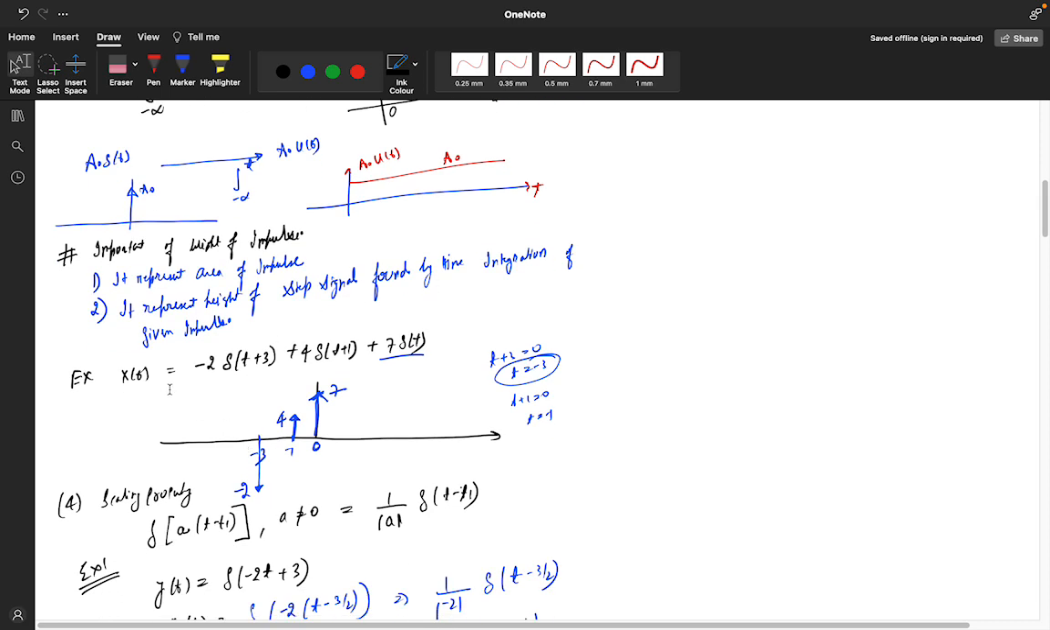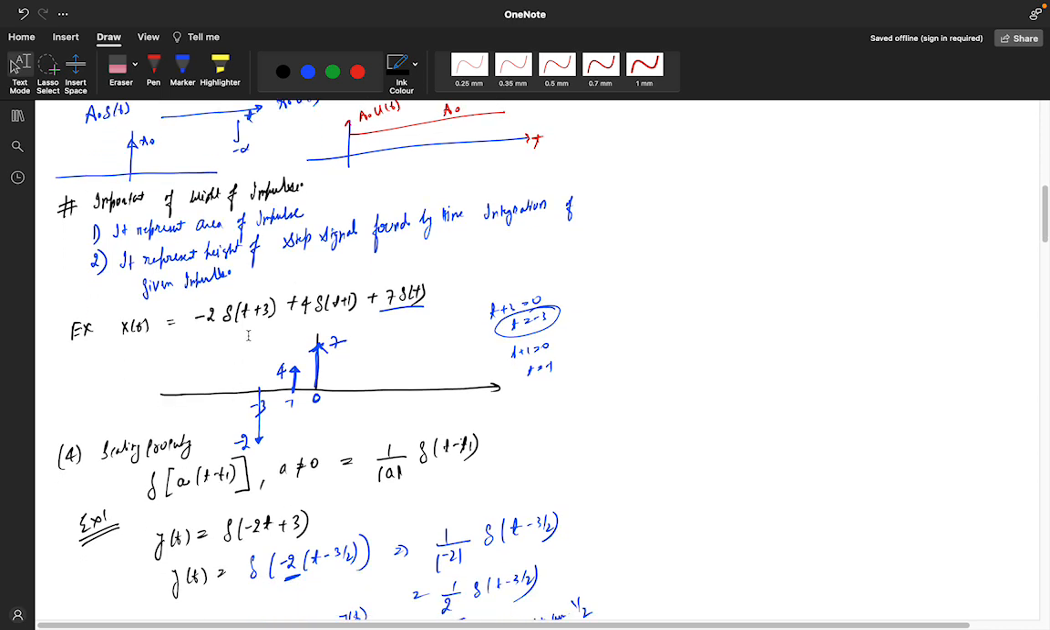Suppose you have x of t equals minus 2 delta of t plus 3, plus 4 delta of t plus 1, plus 7 delta t. What is the meaning of this? It says that at t plus 3, meaning at t equals minus 3, the value is minus 2. At t plus 1, meaning at t equals minus 1, the value is 4. Delta t means at 0 we have a value of 7.